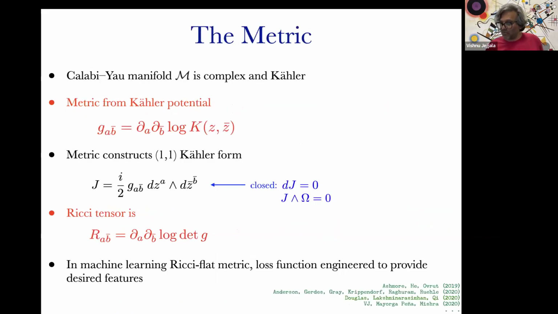Okay, so the metric is obtained from the Kähler potential. We take derivatives of the Kähler potential to get the metric. The metric constructs the Kähler form, which is closed and has the property that the wedge product with the top holomorphic form equals 0. And the Ricci tensor is obtained from taking derivatives of the logarithm of the determinant of the metric. The Ricci tensor will vanish in this Ricci-flat case. So in machine learning, what we'll do is engineer a loss function, which is going to be minimized such that it's minimum when we achieve the Ricci-flat metric on the manifold.